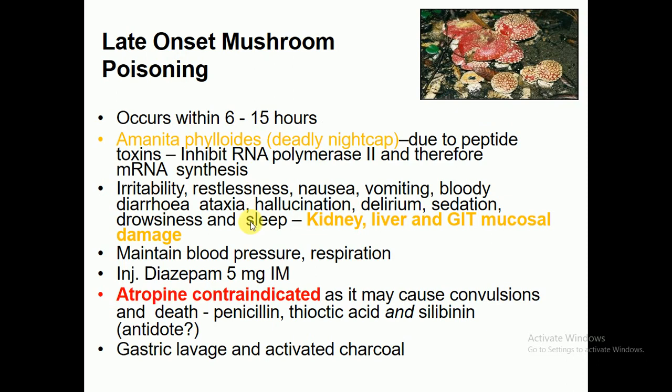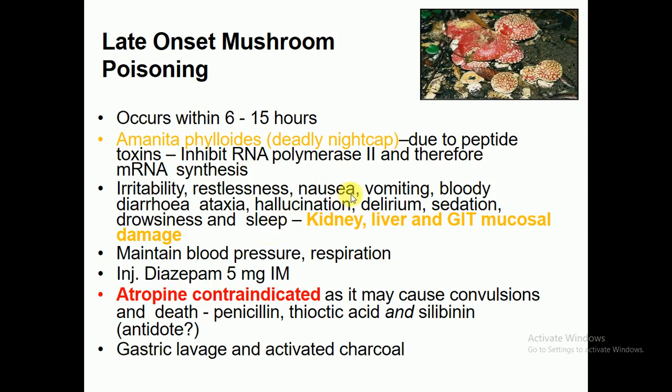Late onset mushroom poisoning occurs within 6 to 15 hours. Amanita phalloides, the deadly nightcap, acts due to a peptide toxin. It can inhibit ribonucleic acid polymerase 2, and therefore messenger RNA synthesis is affected. Irritability may occur. These are the side effects which are reported.